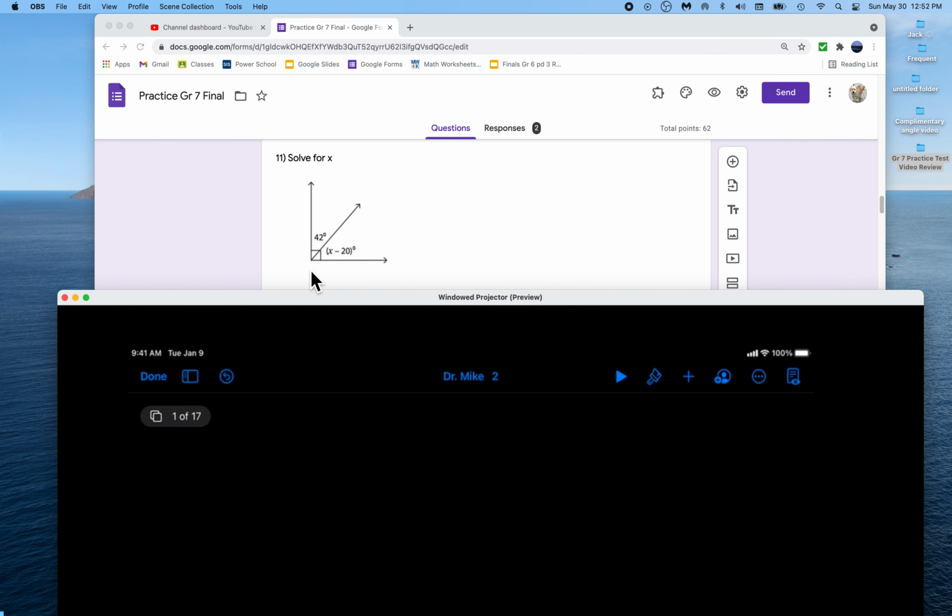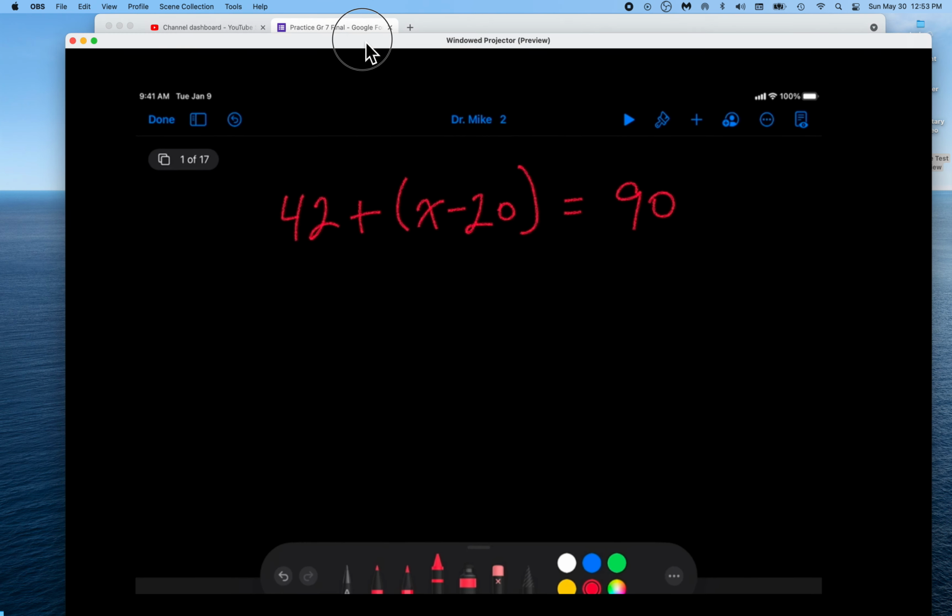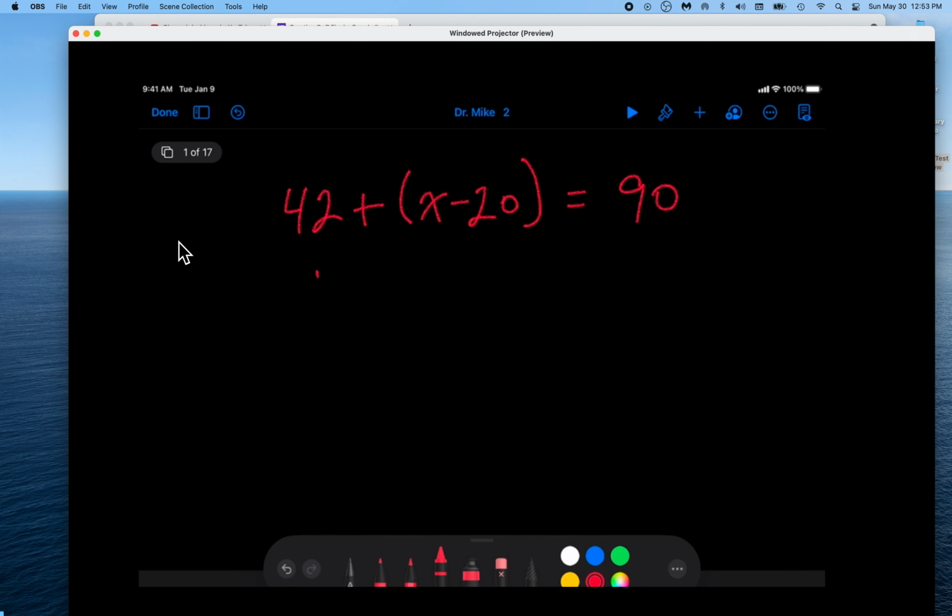Okay, so we see this diagram shows this to be a right angle. That means this angle, which is indicated by x minus 20, plus this angle, which is 42, are going to add up to 90 degrees. So let's set up an equation that mirrors this scenario. The fact that there's nothing out in front of that parentheses means we can remove the parentheses with impunity.